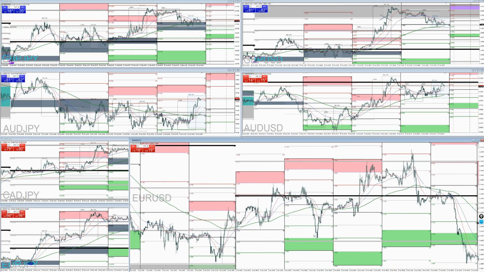Okay, so far no setup until this happened right here. So what we're looking for is for price to pop up above during the New York or the London session and give us a big space, which never really occurred.